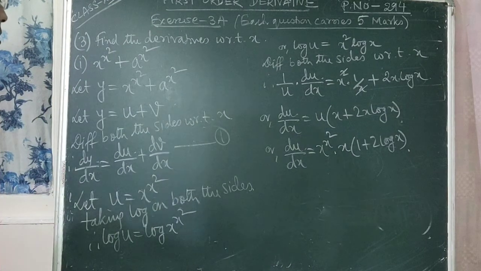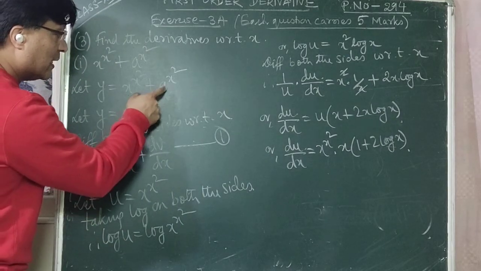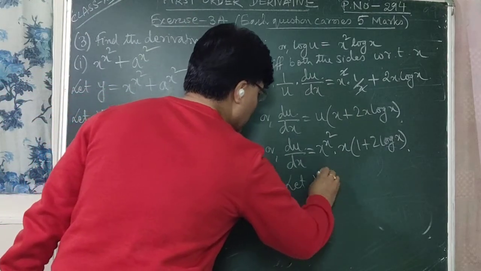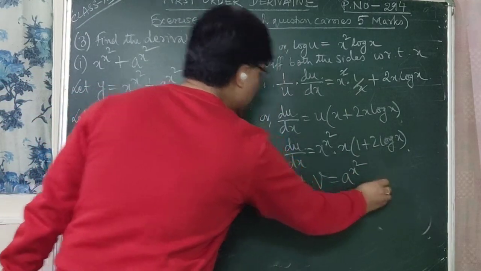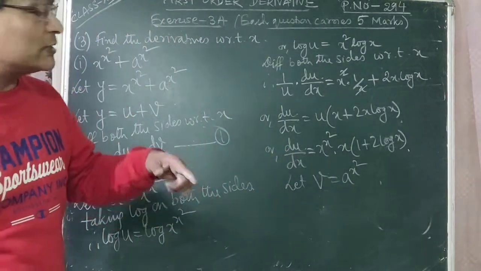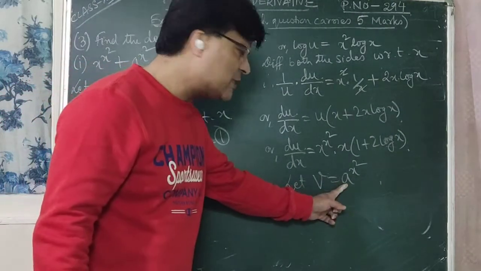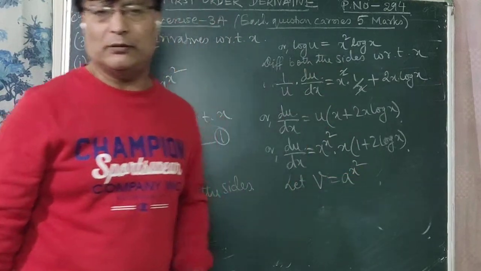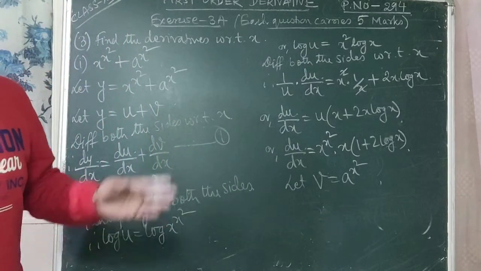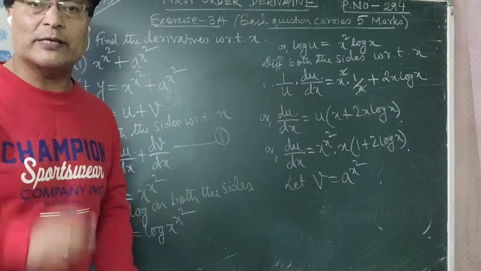Right? So again you have to find out dv by dx. But what is v actually? V is equal to a to the power x square. Now let us write, let v is equal to a to the power x square. Okay? Now in this case, is it necessary to take log on both the sides? No, because your base is a constant and only power is a variable. That is, you can write down the formula for a to the power x here while differentiating. That is, what is d by dx of a to the power x? You know that differentiation of a to the power x is a to the power x log a base e.